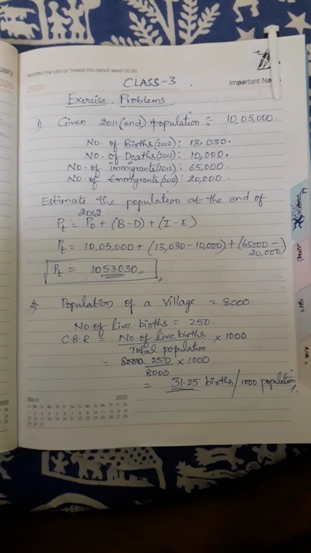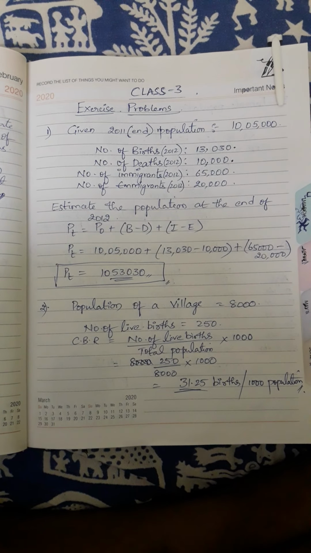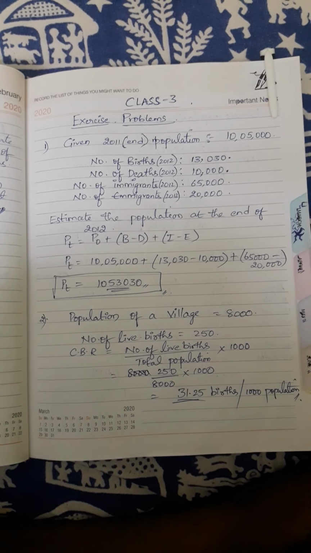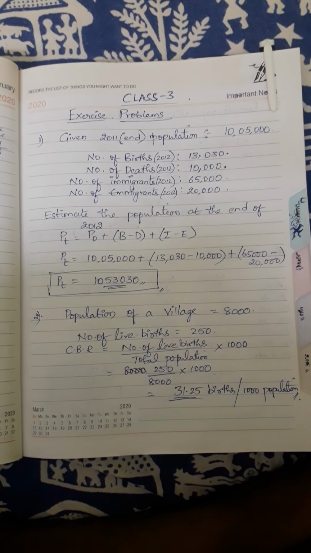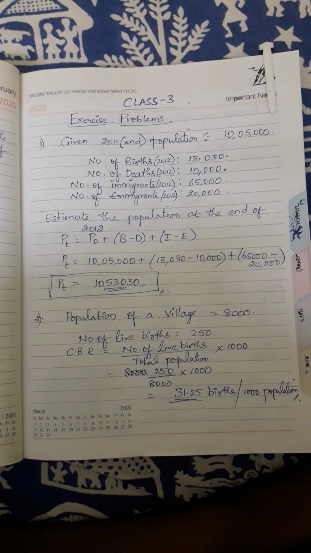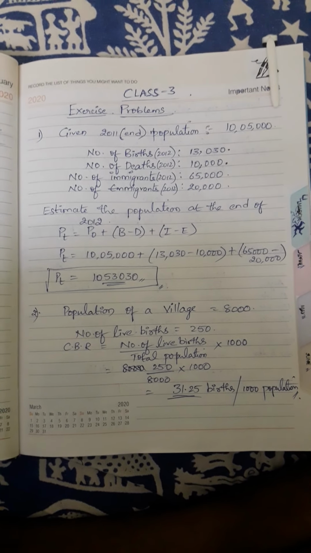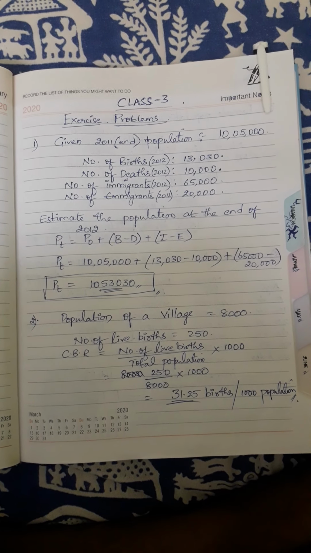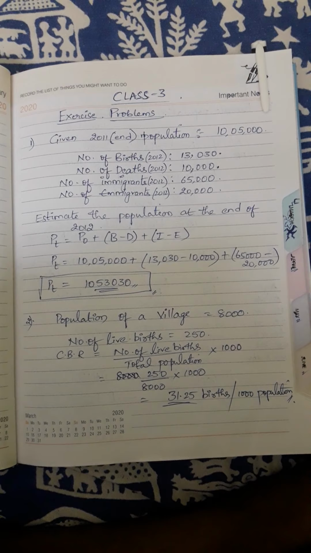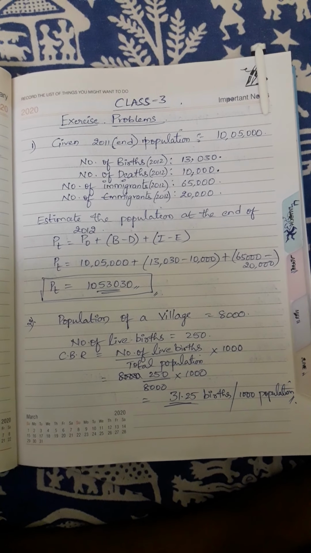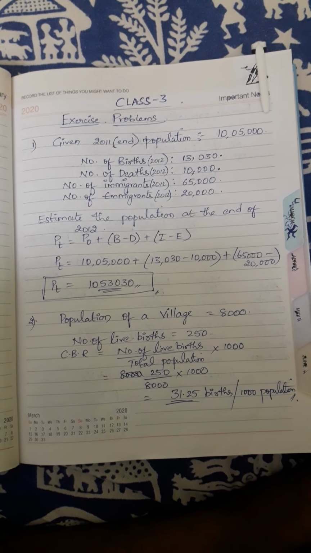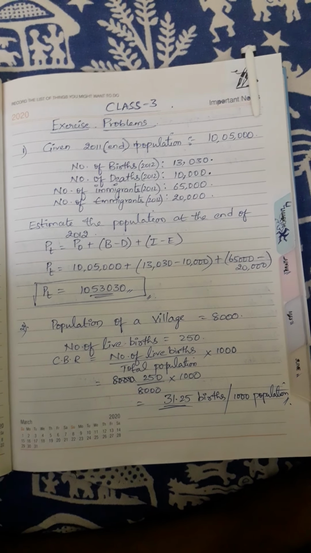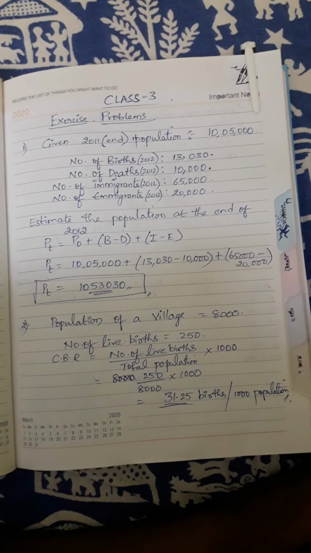Next, look at question number 2. The population of a village was given as 8,000, and in that village the number of live births that occurred was 250. So once again I repeat, the population of a village was 8,000, and in that 8,000 population, 250 births occurred. So the number of live births is 250.